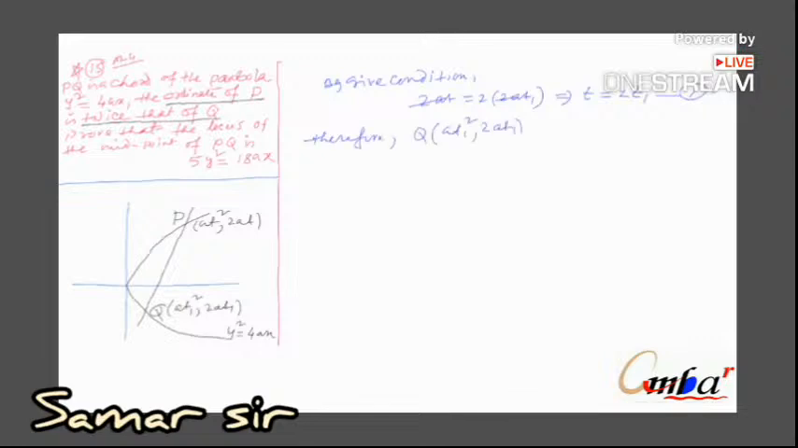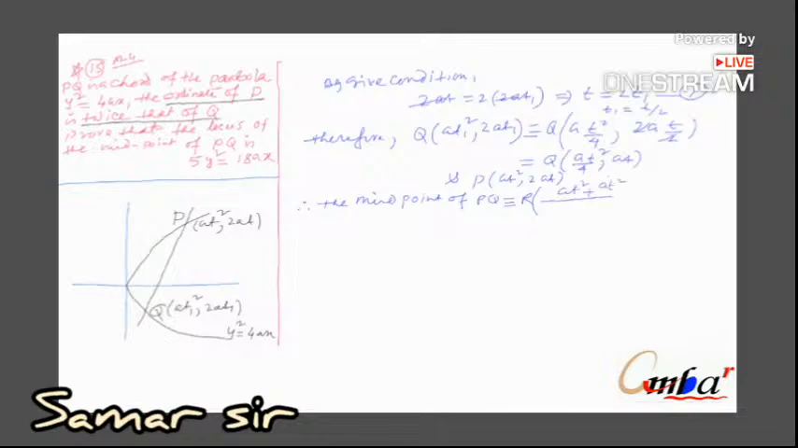Therefore the coordinate of Q is (a t square by 4, 2a t by 2), where the 2s cancel. So Q here is (a t square by 4, a t), and P is (a t square, 2a t). The midpoint of PQ is (x1 plus x2) by 2, (y1 plus y2) by 2. Simple calculation: the LCM here is 8, so we can write it divided by 8, and that is (5a t square by 8, 3a t by 2).